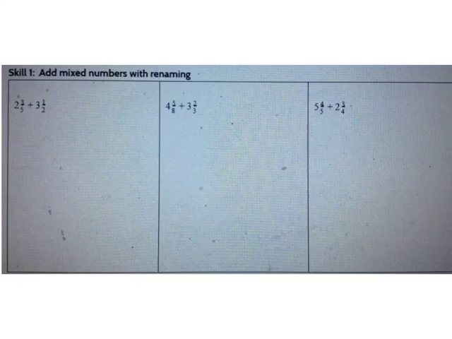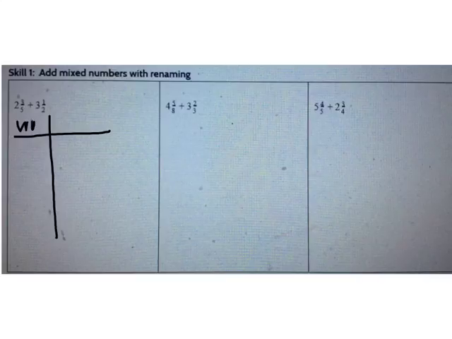Let's get started. The first skill you'll see on your cumulative review is adding mixed numbers with renaming. Let's get started by doing a problem. 2 3/5 plus 3 1/2. I can start by drawing my t-chart with whole numbers on the left and fractions on the right. I'm going to put 2 3/5 and 3 1/2.